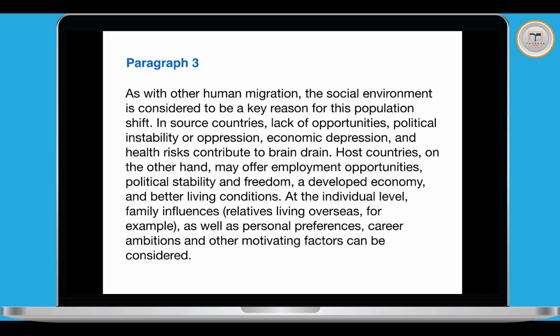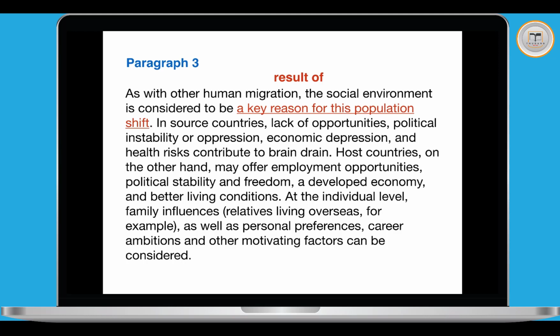Here it is. As with other human migration, the social environment is considered to be a key reason for this population shift. Now, key reason for this population shift. The population shift is the brain drain. It's a type of migration. And the key reason means the same as the result of. So what's the reason for this brain drain?